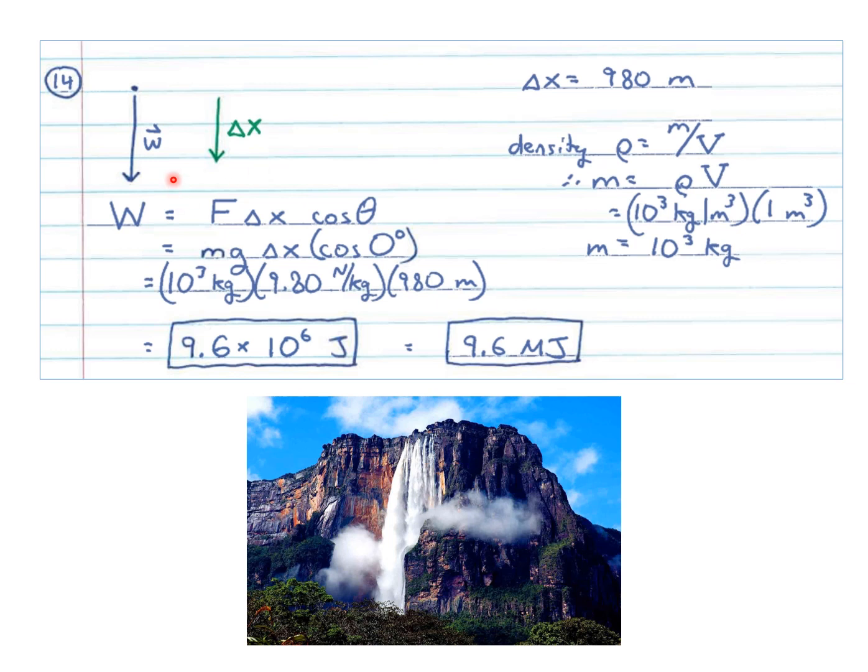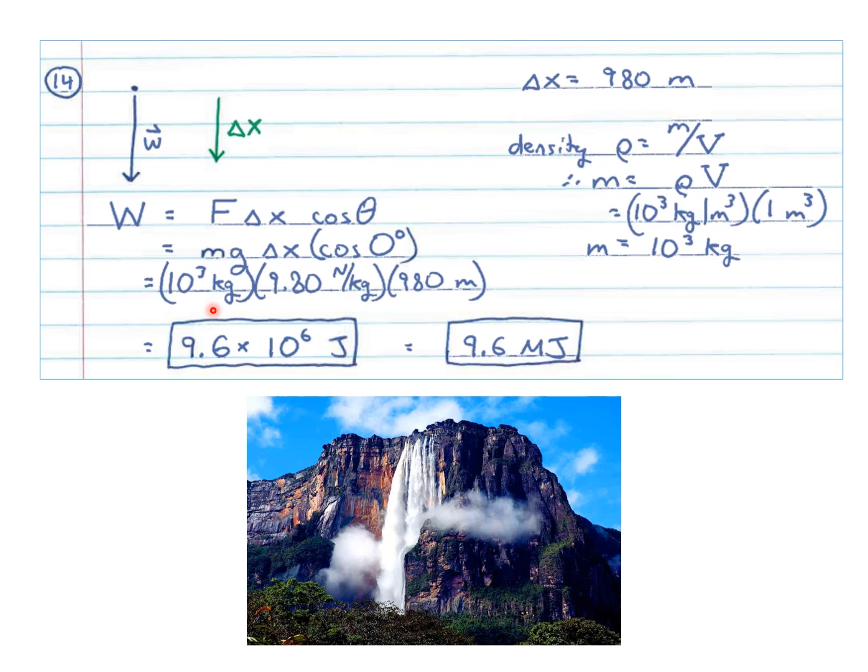And the weight is the force that gravity is pulling on the water. So the work done by gravity is the force of gravity, which is mg, times displacement, times, you notice it's a 0-degree angle between the force of gravity and displacement, so cosine 0 degrees. And so then we have the mass. 1 cubic meter of water is 10 to the third kilograms. That's its density, 10 to the third kilograms per cubic meter.